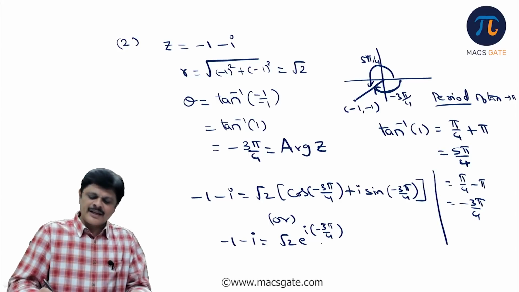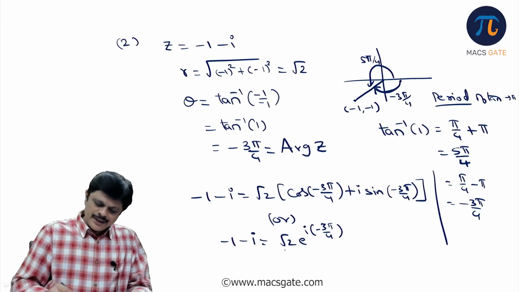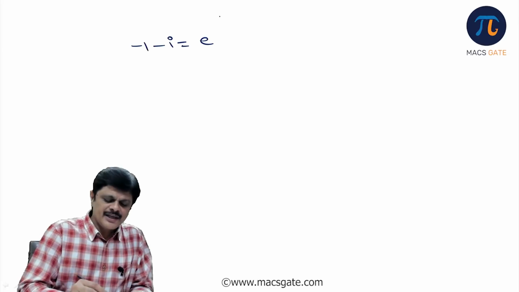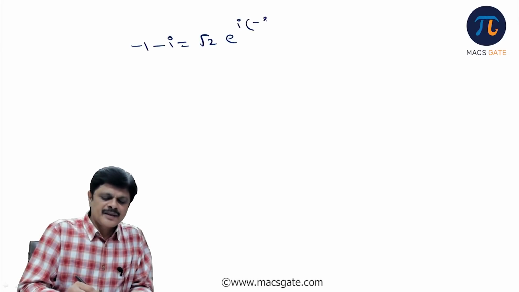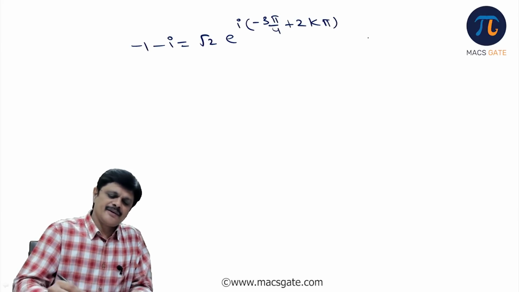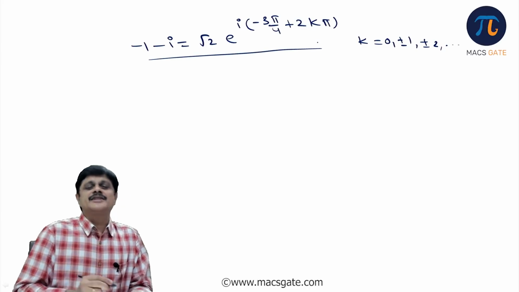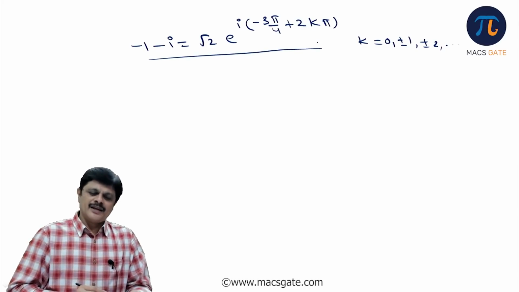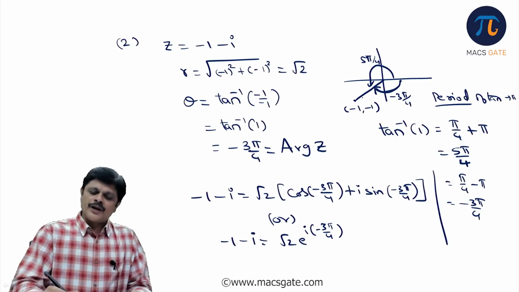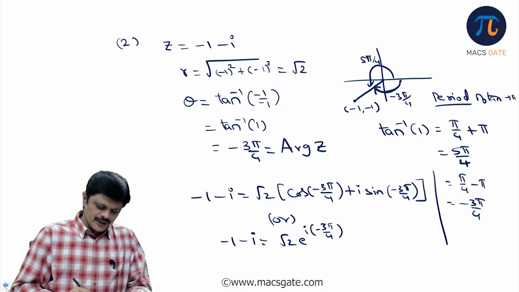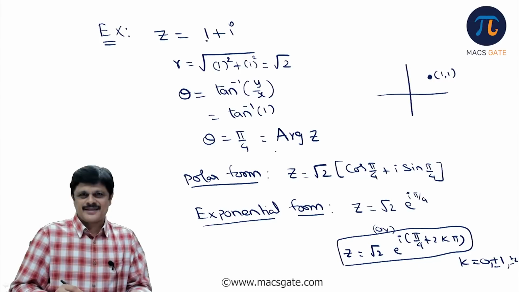See, from now onwards, I mainly write this exponential form. And what is the general form of this? The general form is root 2 into e power i times minus 3 pi by 4 plus 2k pi, where k can be 0, plus 1, minus 1, plus 2, minus 2, and so on. This is the general form. Am I clear? You need to understand the point, otherwise for both the numbers you may give the same answer.